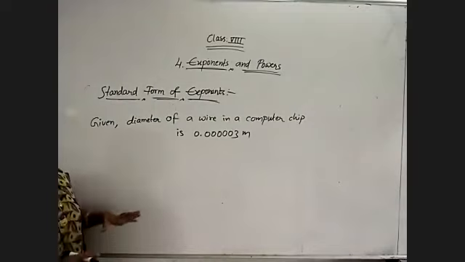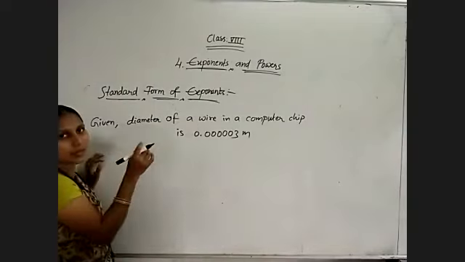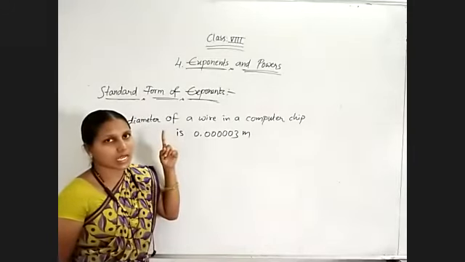Just observe here, the diameter of a wire in the computer chip. See, computer chip, whatever you are getting, how thin a wire you will get. Very light. First, that diameter is given. Diameter is nothing but actually that wire shape you will get like this. Diameter means this distance. Yes or no? So that value given is 0.00003, a very small value. This one I want to express by using the exponent.